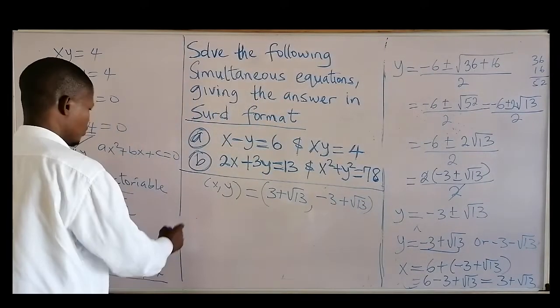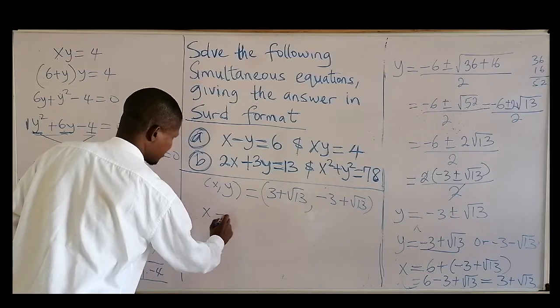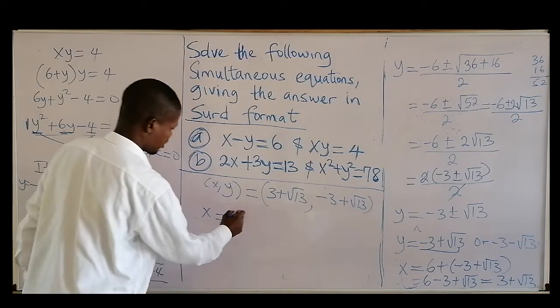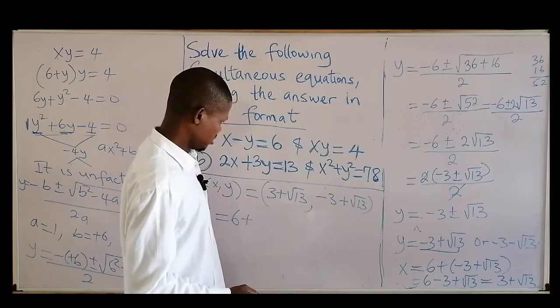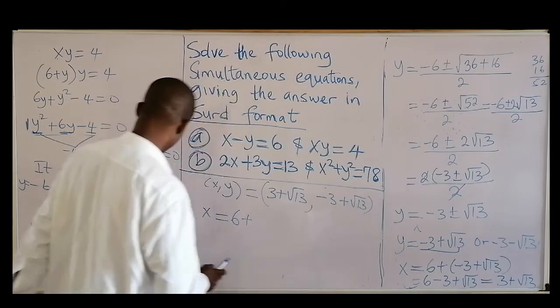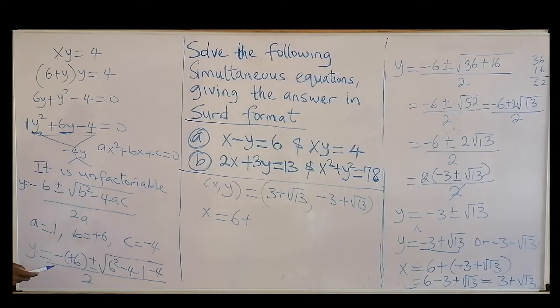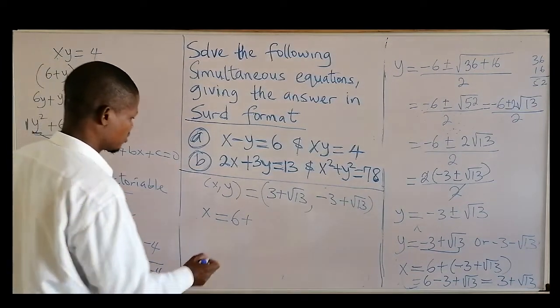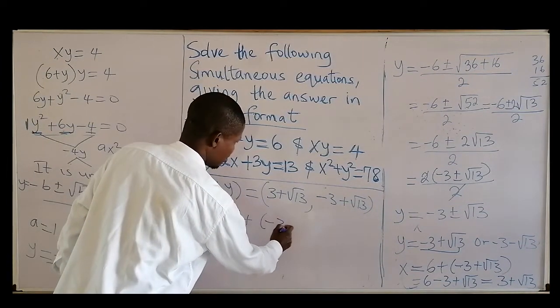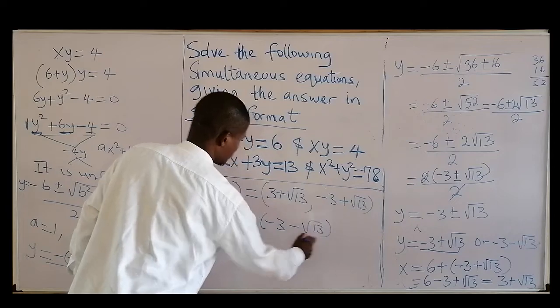Okay, let's do the negative one. X equal to 6 plus, in this case now, 6 plus y. Don't forget your expression. Where is it? Okay, it's already cleaned up. Yeah, 6 plus y. And my y in this case is what? Is minus 3 minus root 13.